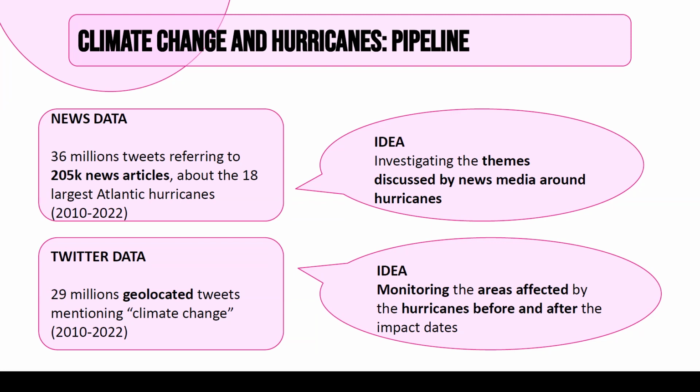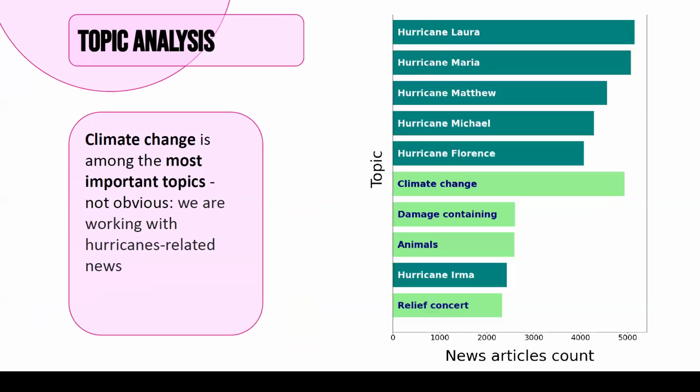And the other database, we collected all the tweets in the same period mentioning climate change. No specific relation in this database with hurricanes, and no specific relation with climate change in the other dataset. This is very important. And on the other side of the dataset, we try and monitor the area affected by the hurricanes and the mention of climate change on Twitter before and after the events of the hurricanes.